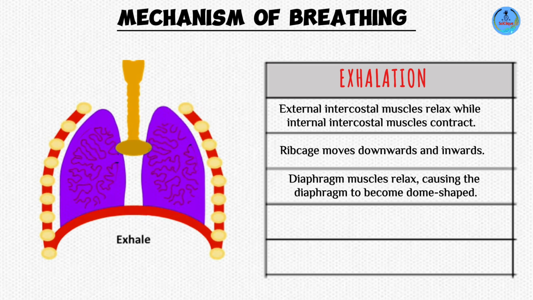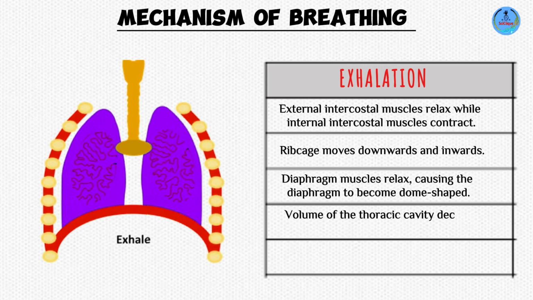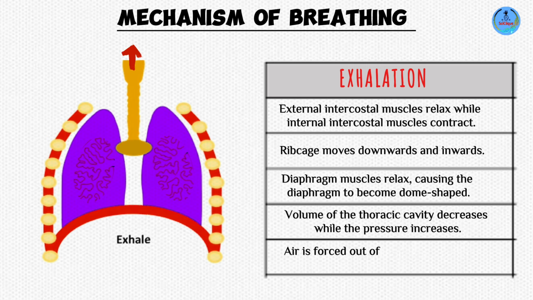So look at this. What has happened now to the volume? It has decreased. So the volume of the thoracic cavity has decreased, which will cause the pressure inside to increase. Now, if you have a higher air pressure inside the thoracic cavity than outside, that means it needs to be lowered. How? By forcing air out of the lungs and into the atmosphere. This, of course, happens through the nose, and the lungs deflate.